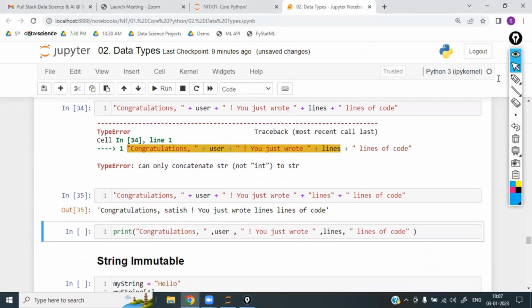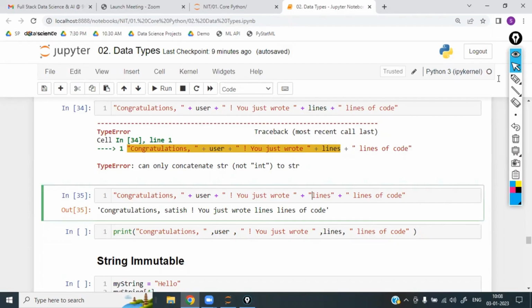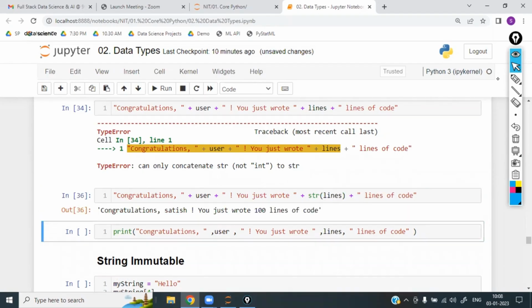Normal lines only. Congratulations, Satish. You just wrote lines of code. Lines of code is this string. Lines is this string, 2 times lines is repeated. So here also it is repeating 2 times. But I want 100. So how to get that 100? str of lines. I have to take str of lines. Congratulations, Satish. You just wrote 100 lines of code.